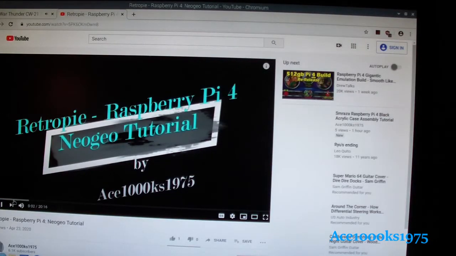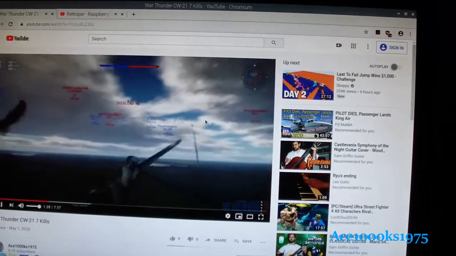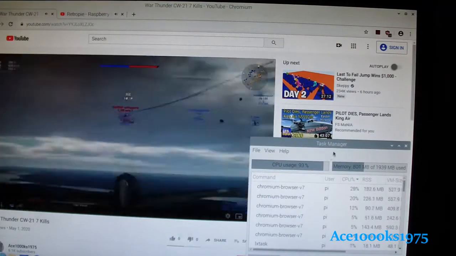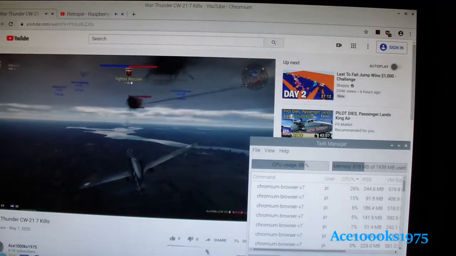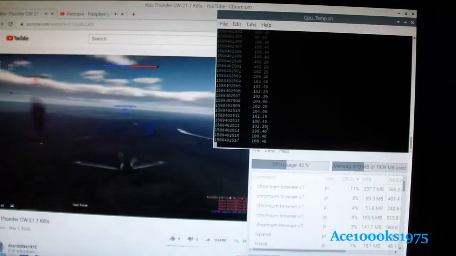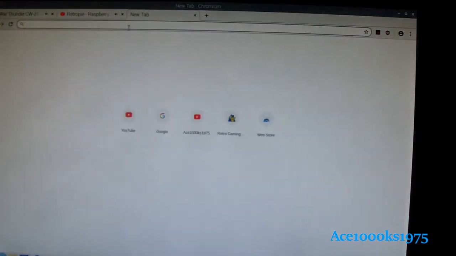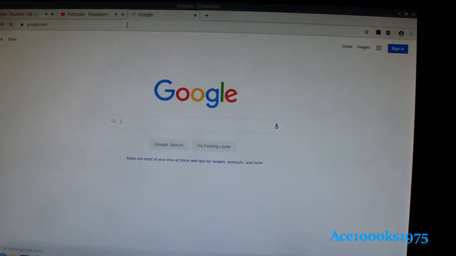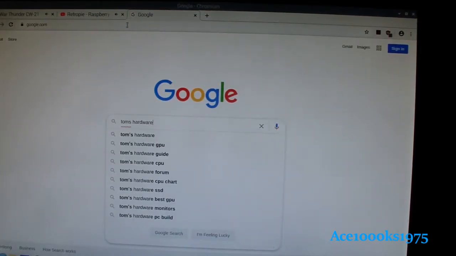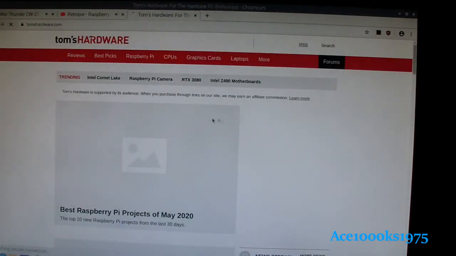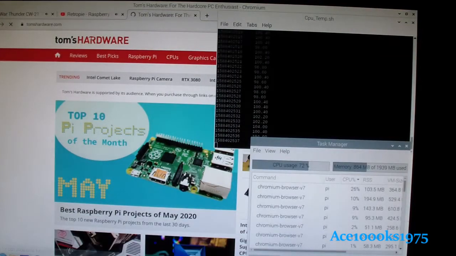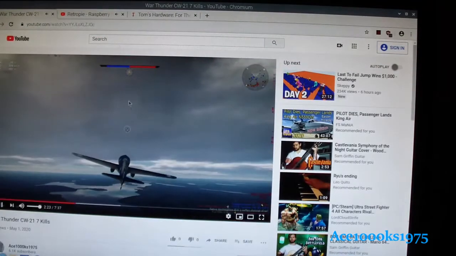Now I'm running two videos. Now it's using about 66 to 93% of its CPU power. Let's see the task manager. I'm going to be going on some websites as well. Let's go to Tom's Hardware. Now it's using a lot more CPU power at 33%. It's running all of this.